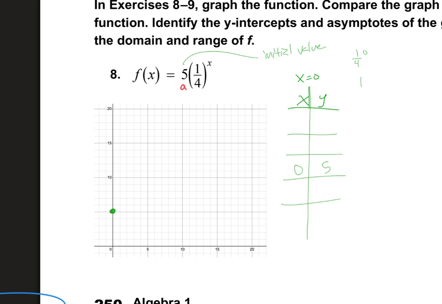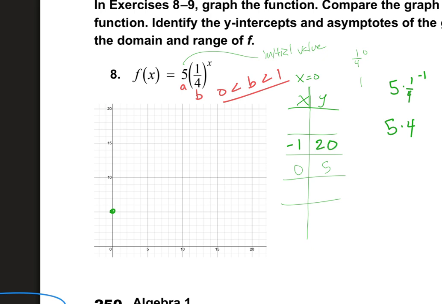How do I know it's decay? Because our A is there, our B is there. If B is between 0 and 1, that's decay. And 1/4 is definitely between 0 and 1. So the idea is that if I plug in -1, we're going to get 5 times 1/4 to the -1st, which is 5 times 4, which is 20.